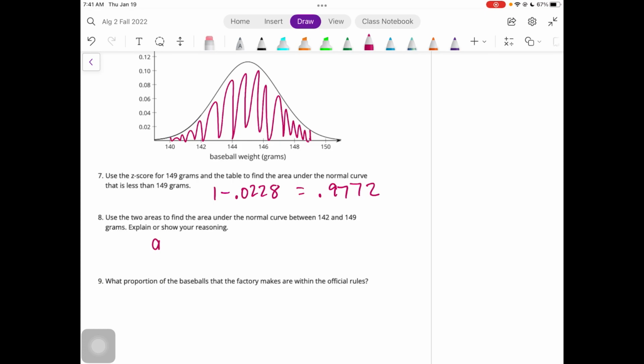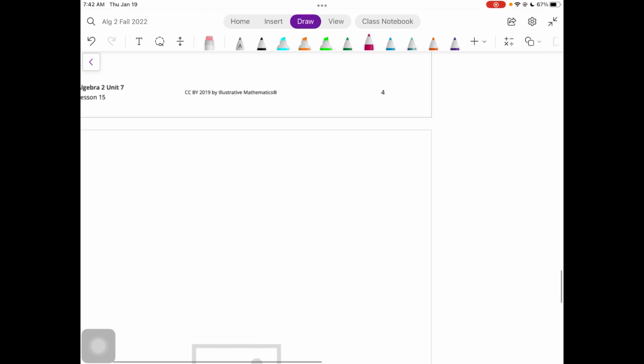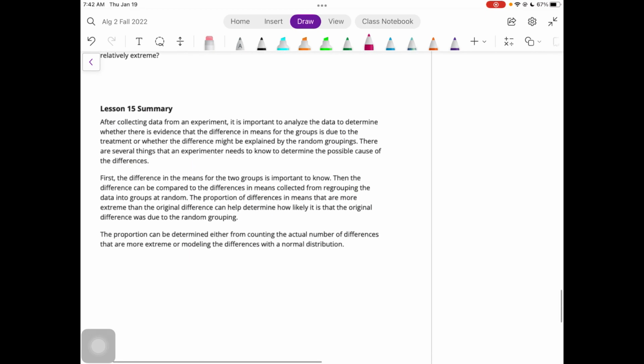Use the two areas to find the area under the normal curve that's between those two. So we would do 0.9772 and then subtract our 0.0668 to get what is left, which is 0.9104. So there's a 91% chance that your baseball would be between 142 and 149 grams. And that is that last question. What proportion of the baseballs that the factory makes are within those official rules? About 91%. And then you can take a look at the summary if you want.